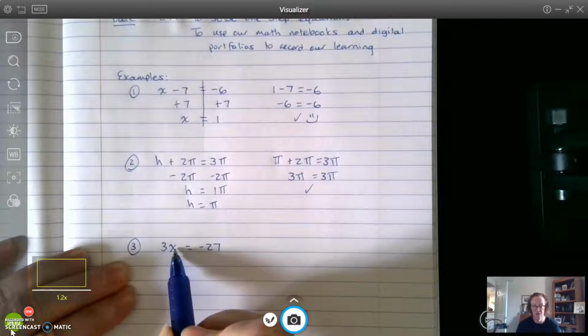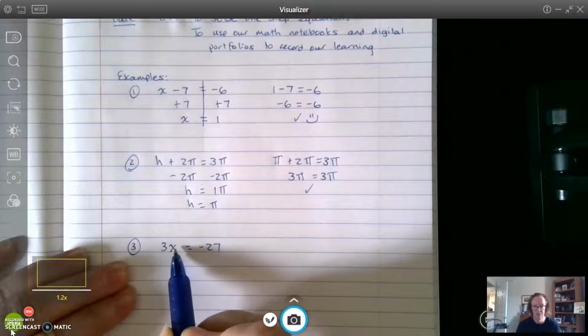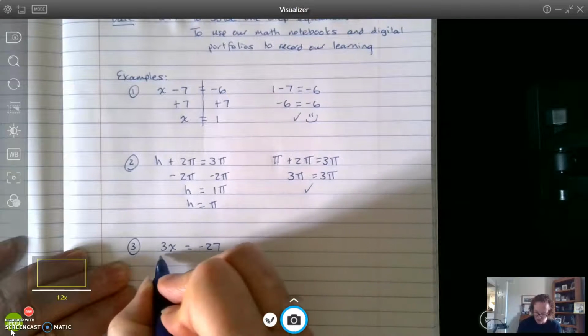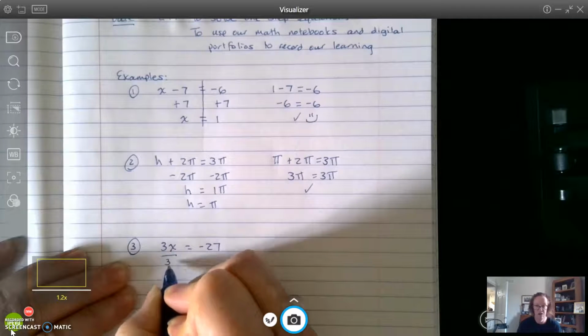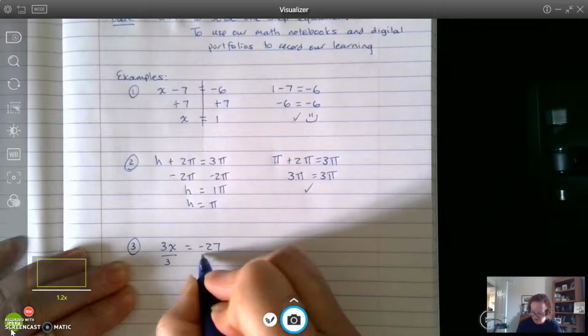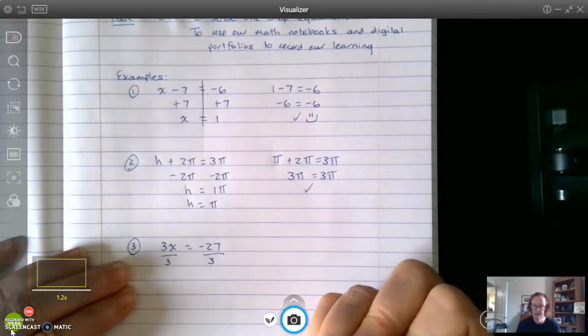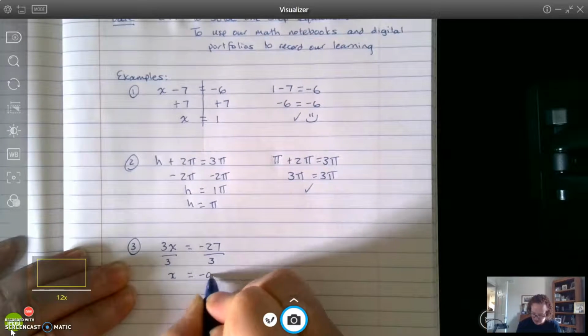I know that to solve this problem I want to isolate x, and to do that I want to undo the operations that have been done. So it's currently being multiplied. I want to divide. When I divide, I'm going to just draw that fraction bar, because every division problem is a fraction, and every fraction is a division problem. I'm also going to divide this side by 3, and end up with x equals negative 9.